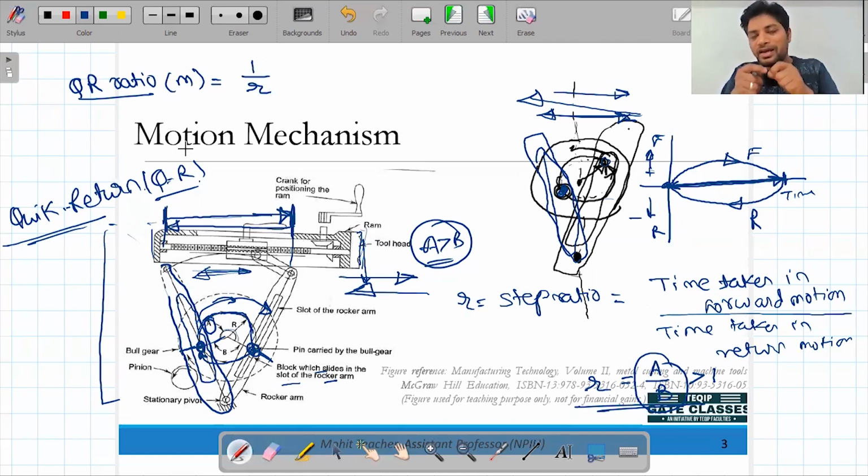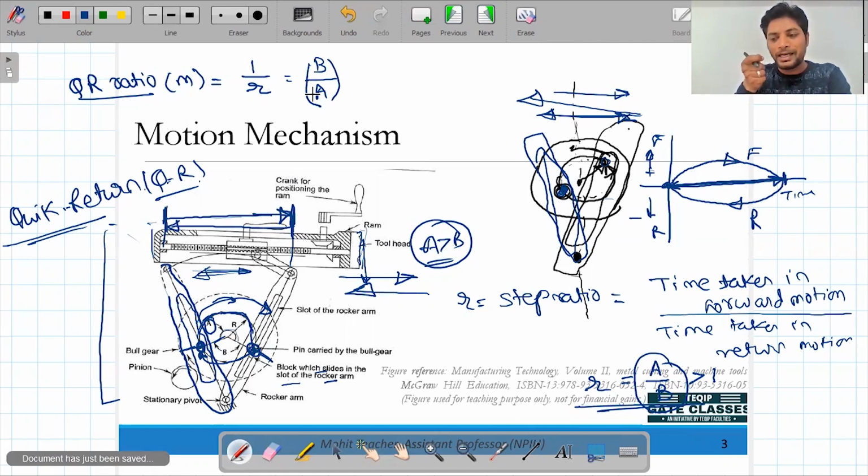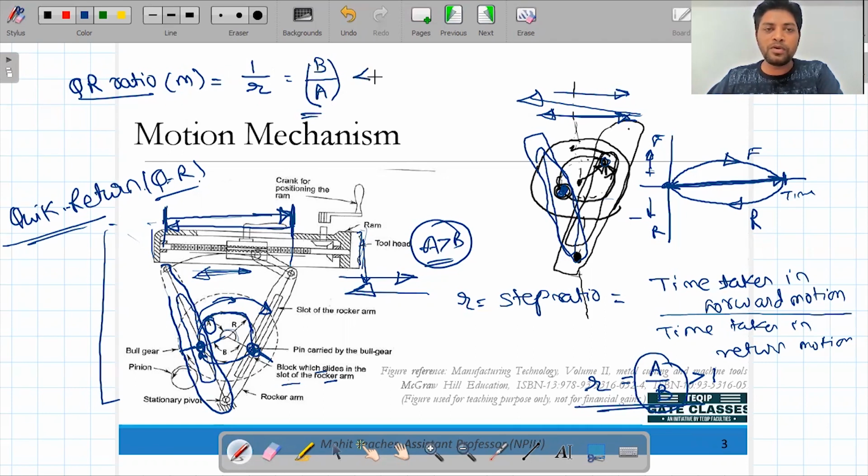Quick return means that is B by A. If I simply write, this is B by A, that is the percentage showing how much less time is taken during the return stroke as compared with the forward stroke. So this is B by A, and this is 1 by R. If this is 1 by R, this is B by A, then it will be lesser than 1. Okay, you need to keep this in mind.